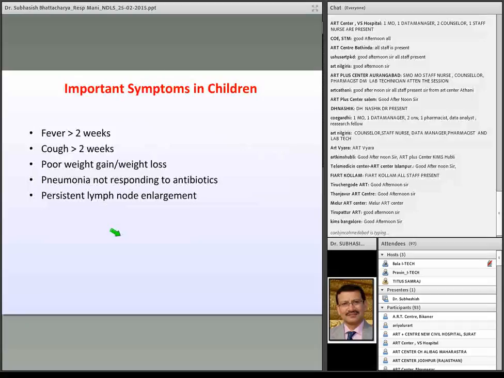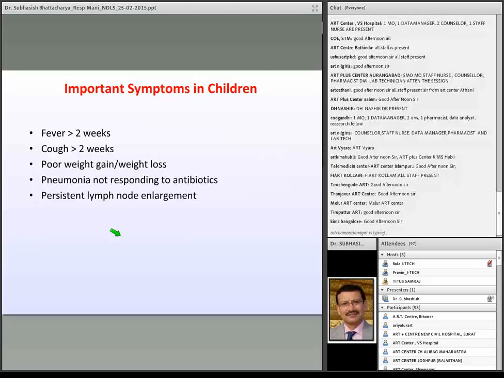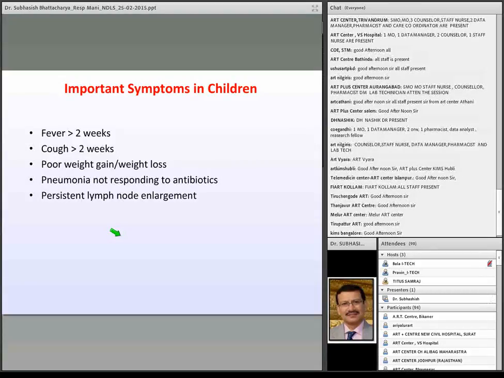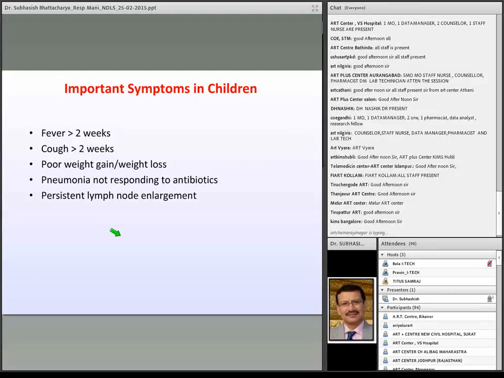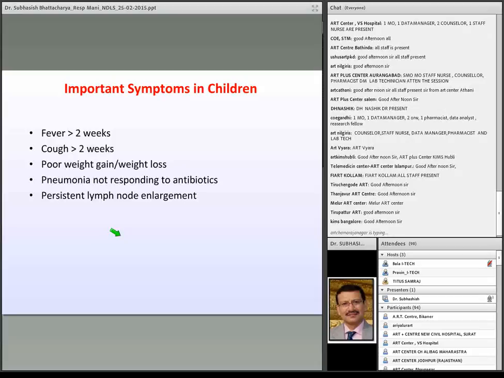What are the important clinical features of tuberculosis infection in HIV positive children? There may be fever, usually more than 2 weeks. Cough may be there for more than 2 weeks. There is poor weight gain along with weight loss, and pneumonia in such cases which is not responding to antibiotics, then high suspicion should be there that tuberculosis may be an associated infection, and distant lymph node enlargement we may get in such cases.